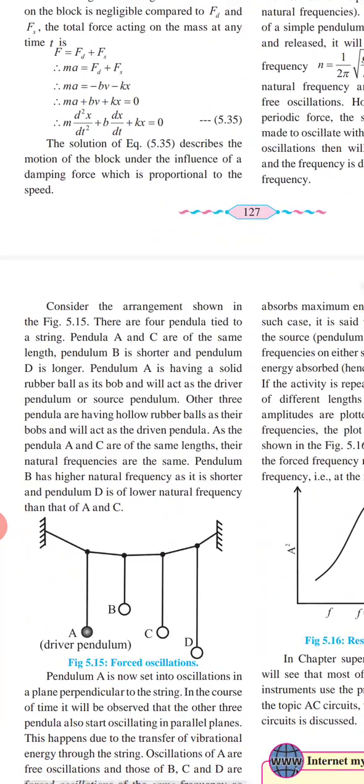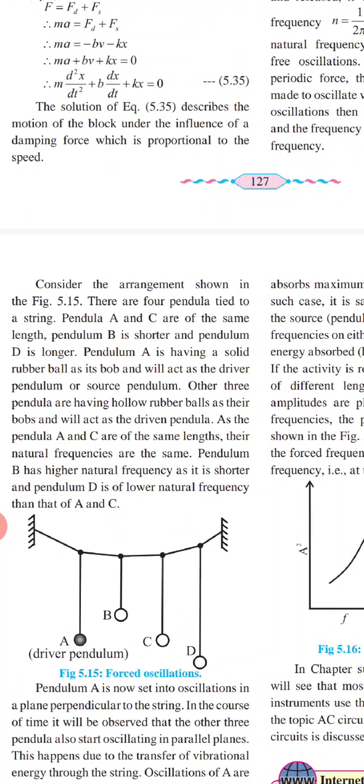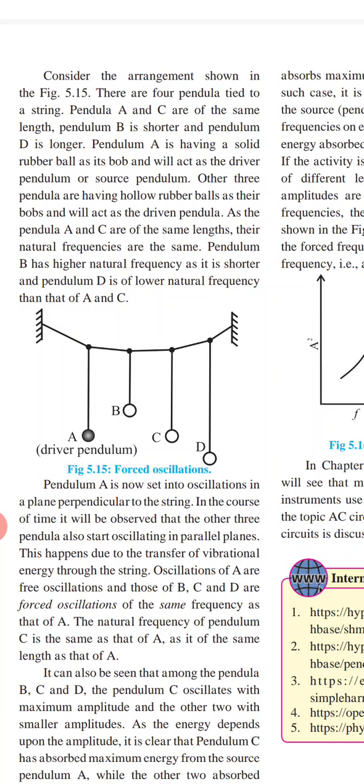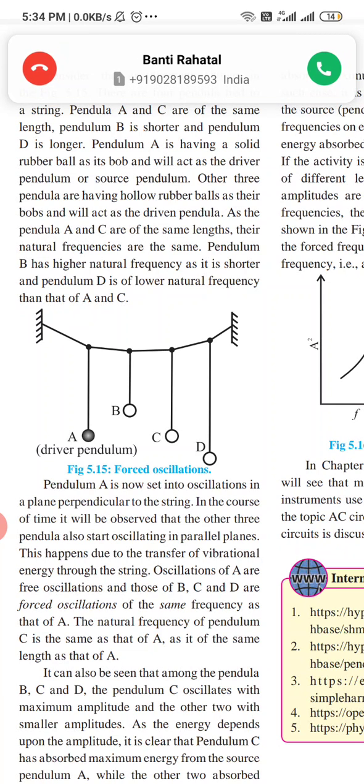Now we have to consider the arrangement shown in figure 5.15. There are 4 pendula tied to a string. See these 4 pendula A, B, C and D. A and C are of the same length, B is shorter and D is longer. Pendulum A has a solid rubber ball as its bob and will act as the driver pendulum or source pendulum. Means we are going to start the oscillation with this pendulum, so we call it the driver pendulum or source pendulum.